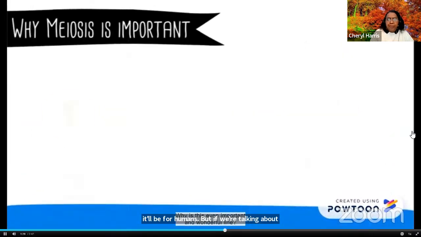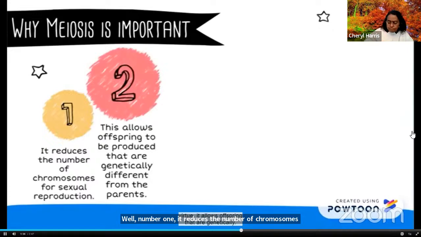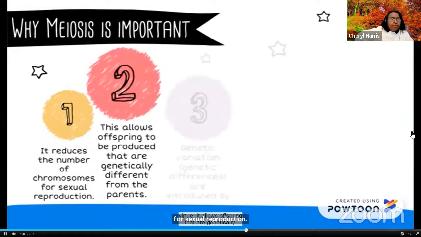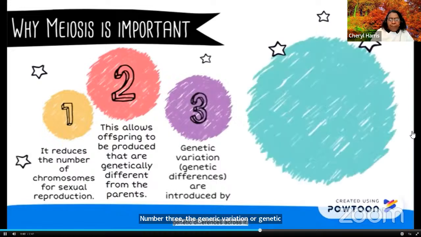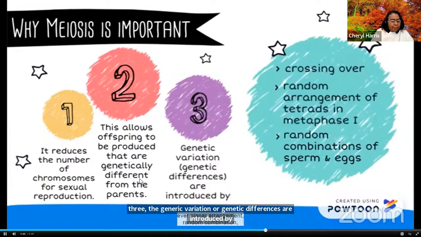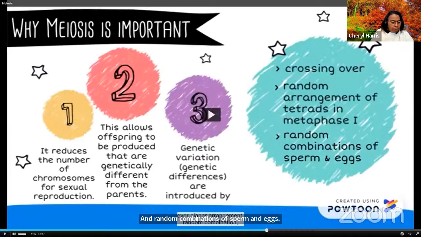Why is meiosis even important? Number 1, it reduces the number of chromosomes for sexual reproduction. Number 2, it allows offspring to be produced that are genetically different from the parents. And number 3, the genetic variation, or genetic differences, are introduced by crossing over, random arrangements of tetrads, and random combinations of sperm and egg. All right, pause it there.